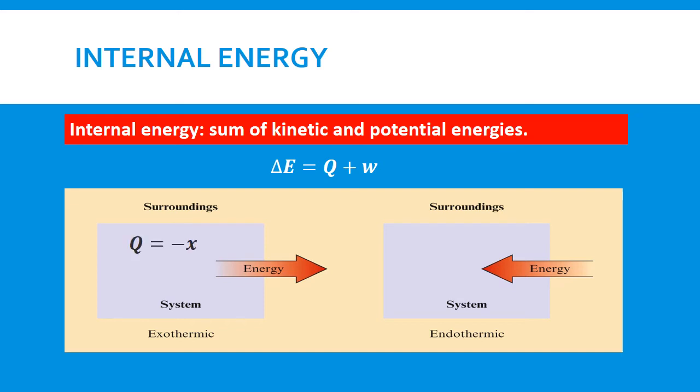In an exothermic reaction, Q is going to be a negative value because the system loses energy. It's giving off energy. Since it gives off energy, that means our internal energy will decrease, so its value will be a negative value. In an endothermic reaction, it absorbs energy, so Q will be positive, and our internal energy will have a positive value, so it will be greater than 0.